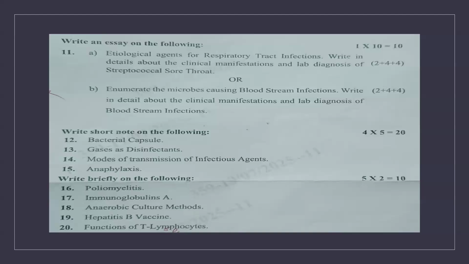Next, hepatitis B vaccine. For hepatitis B vaccine, you should write what type of vaccine we use in India, what is the dosage for adults, and what is the schedule for adults, and what is the dosage for pediatrics, and what is the schedule, and when we will give to the newborns. That all you should write. Next, functions of T lymphocytes.